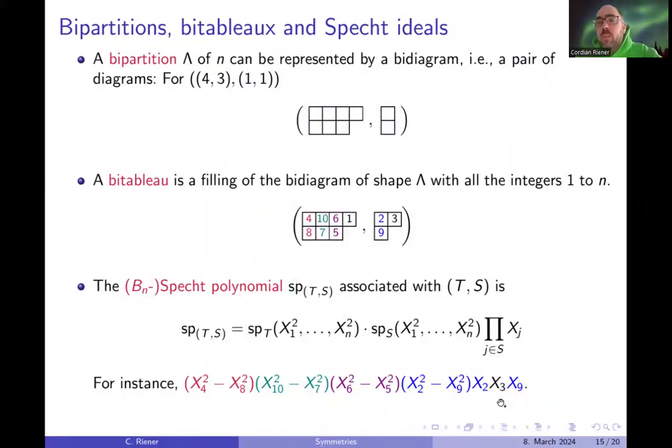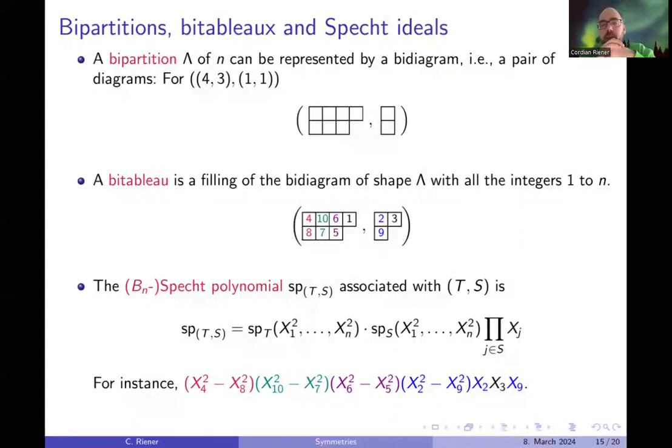And Cordian, what was the motivation of introducing the power and the product term in the end for this particular case, the Specht polynomial? Is it introduced in this particular way? I mean, the question is, why did we define it? We didn't define it, Specht defined it like this. So what Specht wanted to do is define polynomials that give you the irreducible representations of these groups.